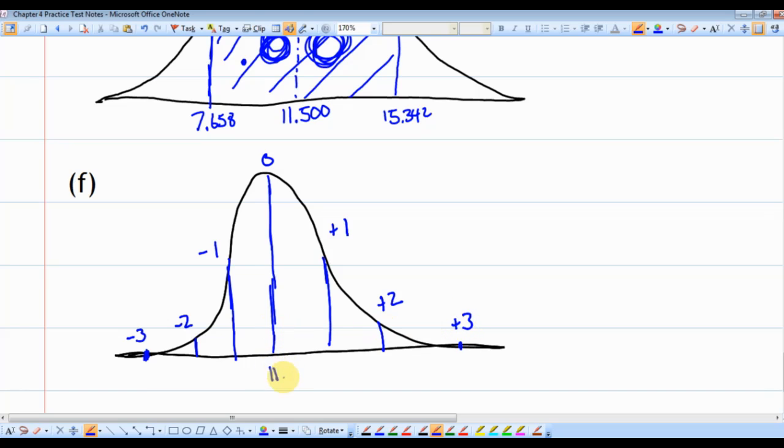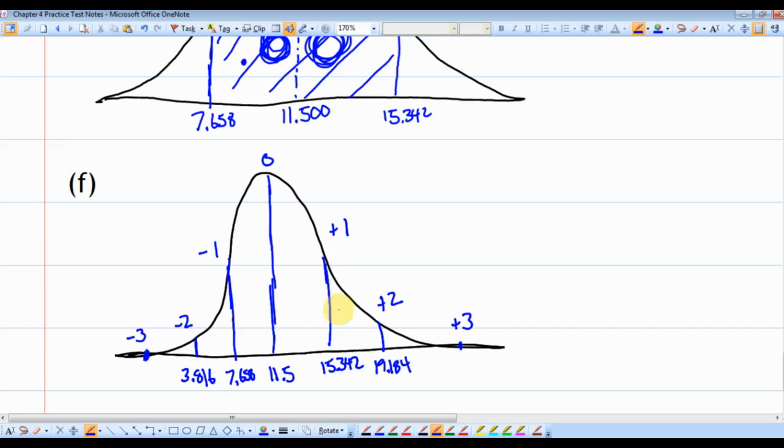I'm going to note these on the bottom. That's 11.5 inches in diameter. We said that this is 7.658 inches in diameter and 15.342 inches in diameter. If my memory serves me correctly, this is 3.816. Yes. Thank you. 3.816 inches in diameter. This is 18. I don't remember. I think it's 19.184. 19.184 inches in diameter. And I think that's all we need here.